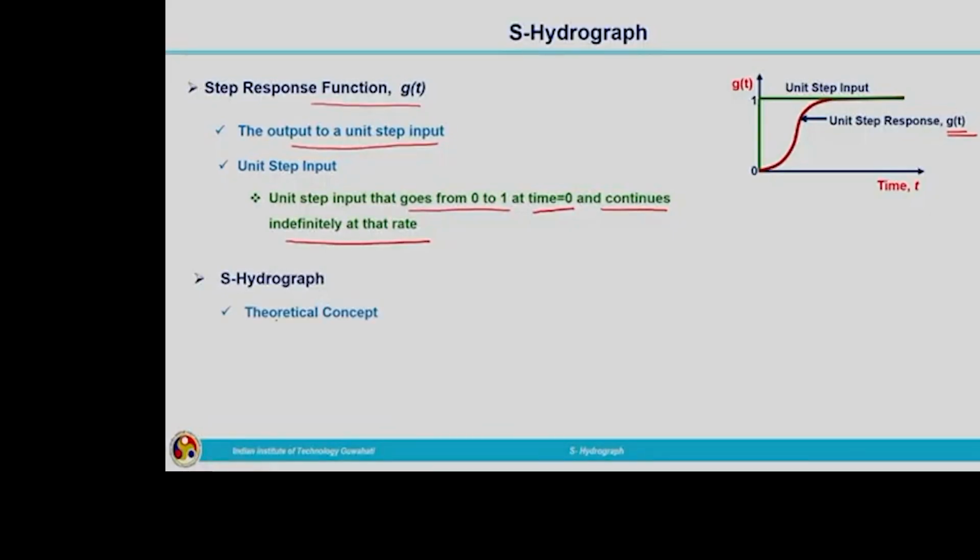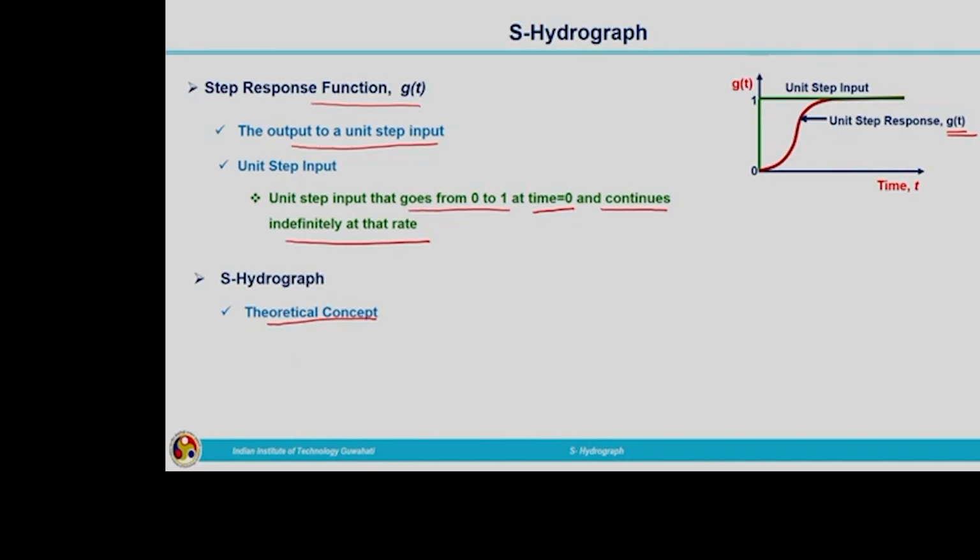The S-Hydrograph is a theoretical concept. Imagine a catchment experiencing rainfall; that cannot last for an indefinite period. It will be there for a specific period. But this step input is of that type: the input continues at the same constant rate for an indefinite period. That is why, when applying it to a catchment, this can be considered a theoretical concept which we cannot experience in actual life.